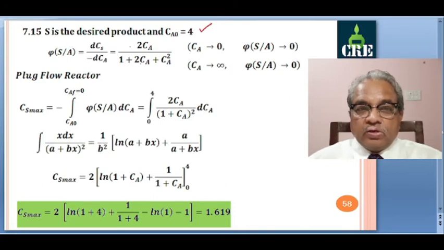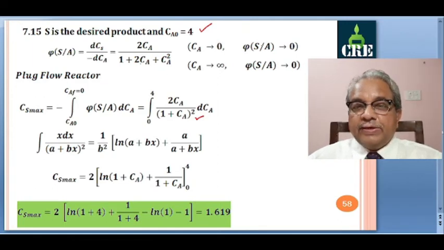So S is the desired product, so dCS is 2Ca and the denominator remains the same, 1 plus 2Ca plus Ca square, which can be written as 1 plus Ca whole square. So for a very low value of Ca tending to 0, this yield will be 0, and for a very high value of Ca tending to infinity, this also will be 0. So this you can check from the data.